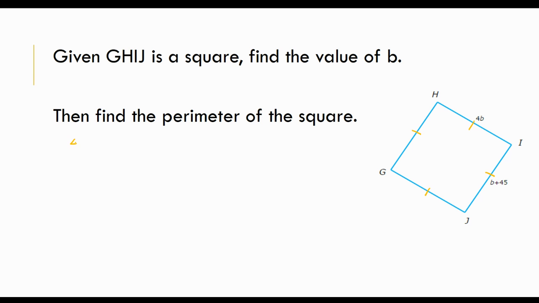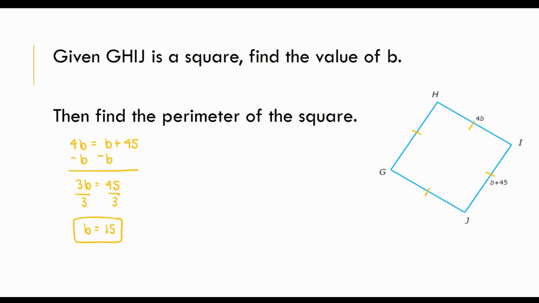So that means that in this problem, 4b is going to equal b plus 45. So I'll subtract b to get that to the other side. That gives me 3b to be 45. And then I'm going to divide by 3, and I'll get my first answer. b is 15. Then it's asking for us to find the perimeter of the square.